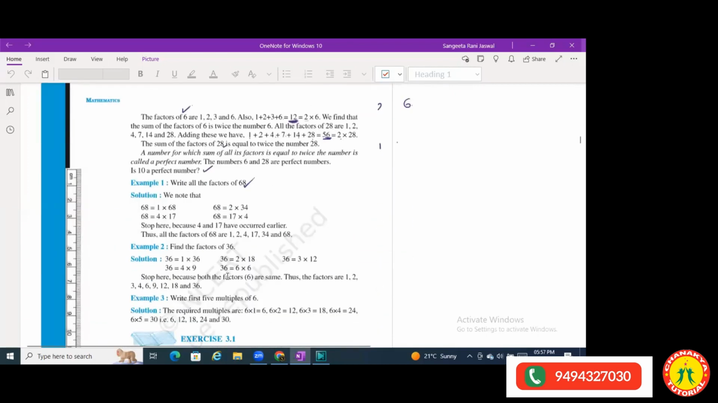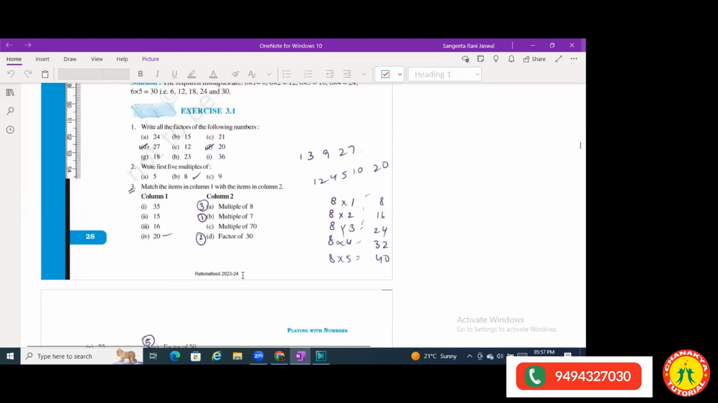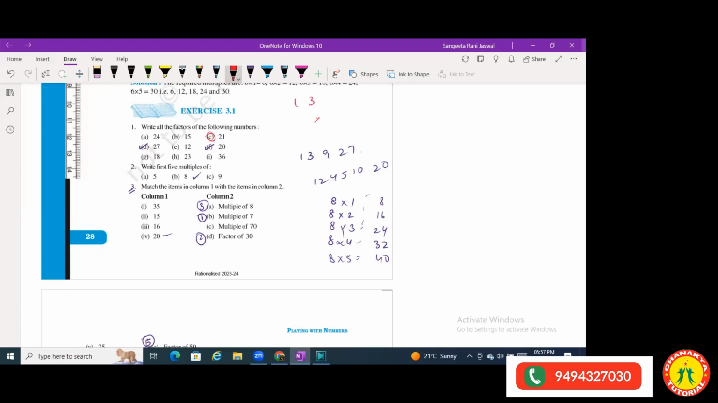Okay, now coming to the factors part. Let's take some questions from the exercise. Write all the factors of the following numbers. Please write the factors of 23. Okay, leave 23, it is a prime number. Write the factors of 21. 1, 3, 7, and 21. Yes, 1, 3, 7, and 21.